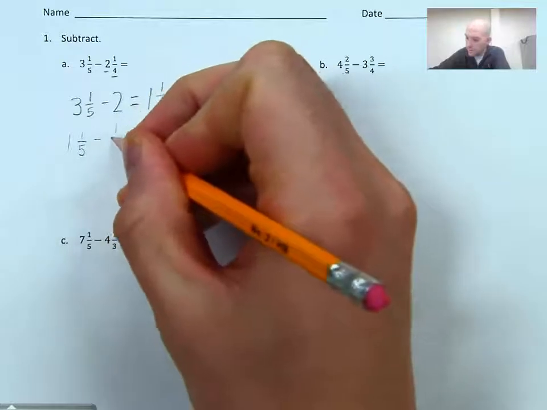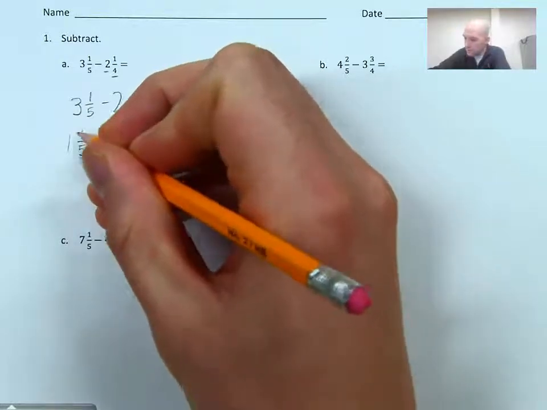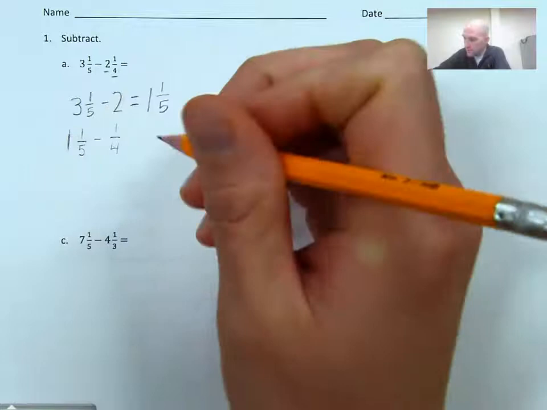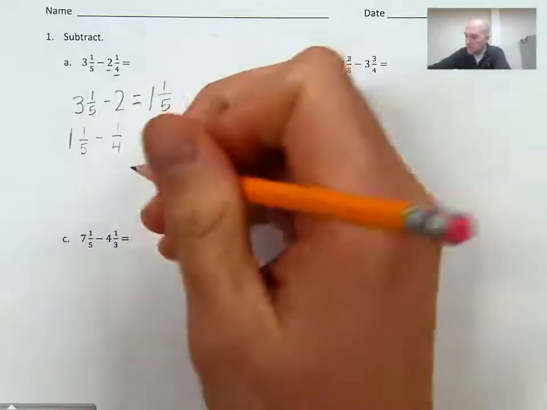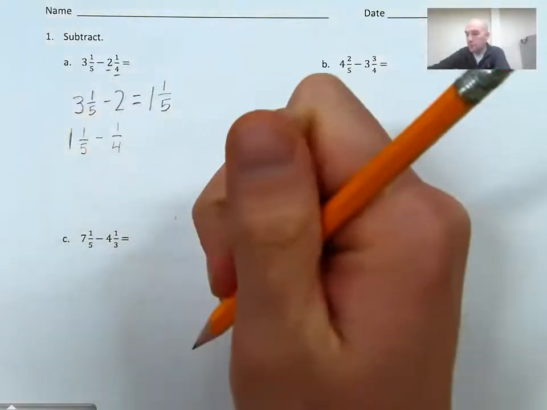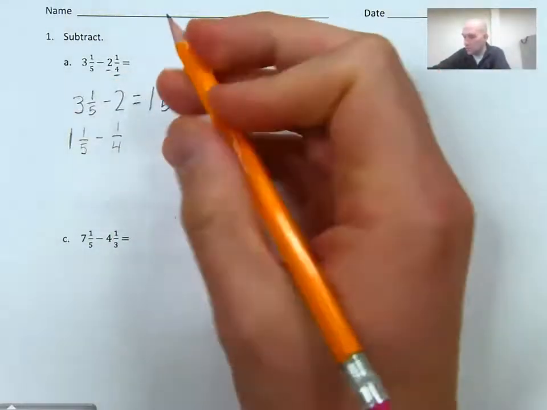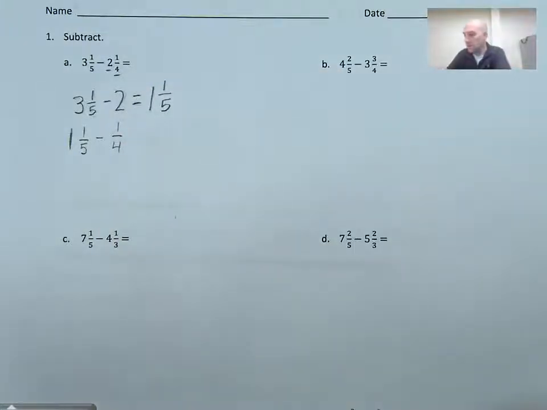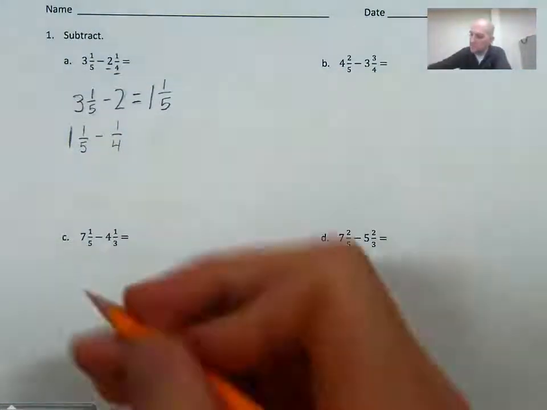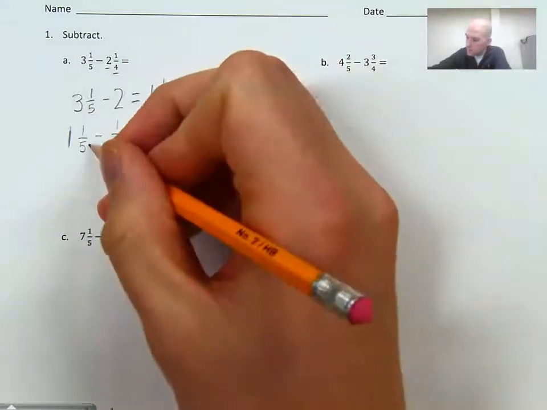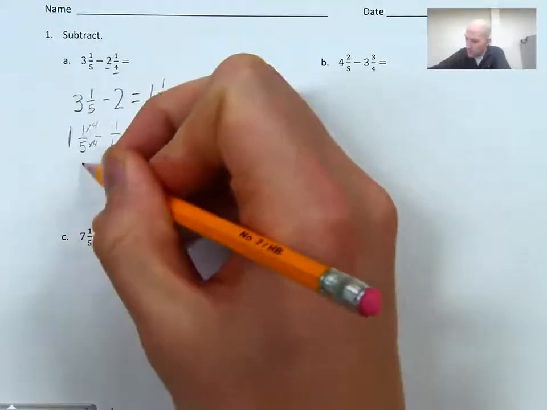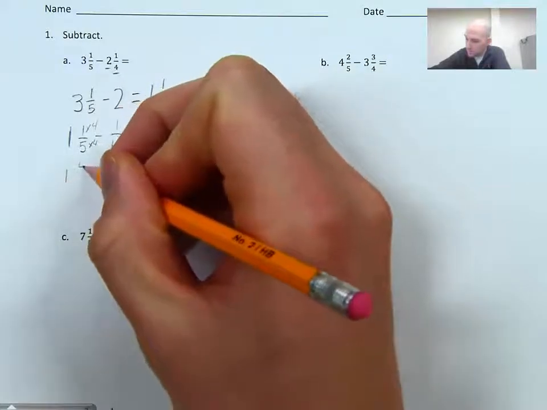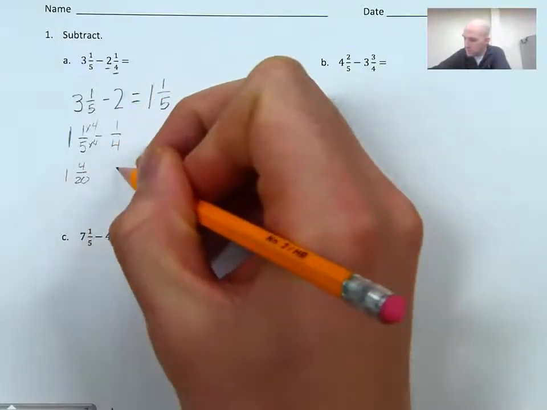minus 1/4. So the first thing we're going to do, just like we've done in lesson 11, is we have to find a like denominator. My like denominator between 5 and 4 will be 20. 5 times 4 is 20. It's the lowest denominator that we can find in common between the two of them. So I'll need to multiply by 4 here and multiply by 4 on my numerator. I'll end up with 1 4/20.